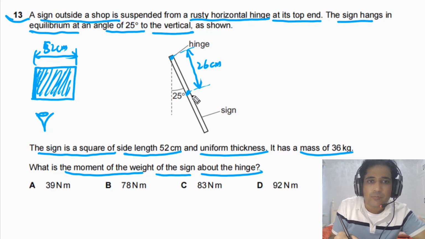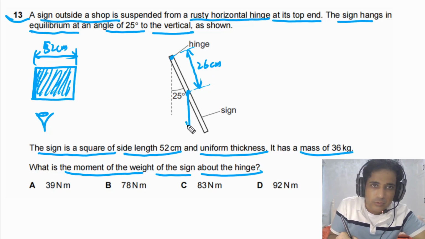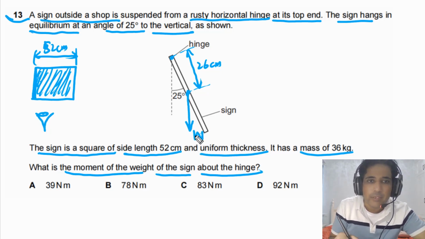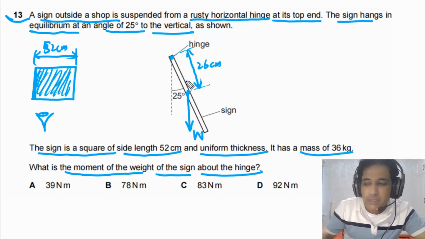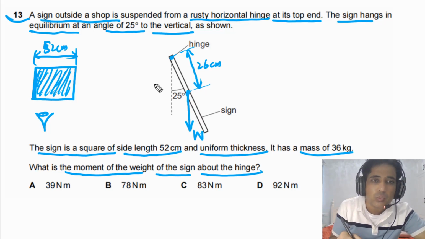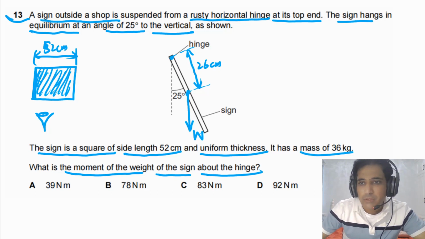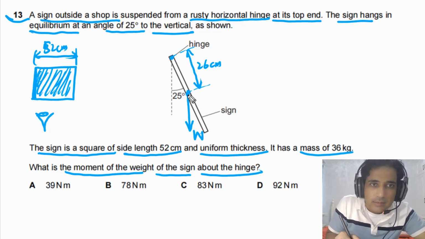And this is uniform. It means the weight of this one is acting at its midpoint. So we can draw weight. This weight is acting here. Now we need to find out the moment due to this weight. We can answer this question using two different methods. One method: we can resolve distance into two parts. First of all, we can draw the line of action of weight, and the perpendicular distance between the line of action of the weight and the pivot is this one. We need to find out the value of this.